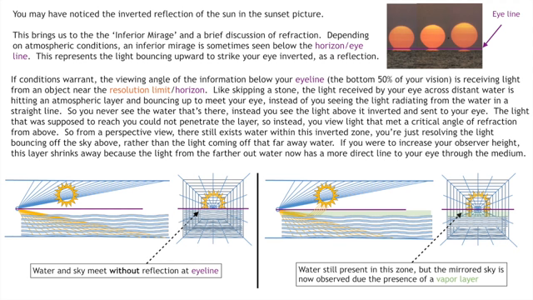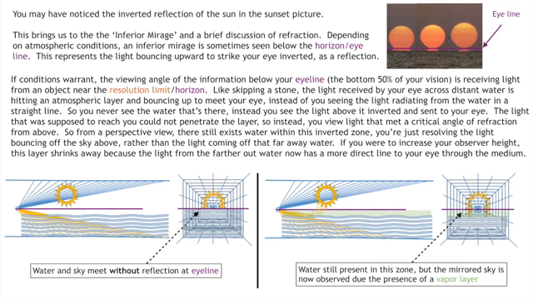You may have noticed the inverted reflection of the sun in the sunset picture we used earlier to describe how the sun would set into our lower horizon line. So this brings us to the inferior mirage and a brief discussion of refraction. So depending on atmospheric conditions, an inferior mirage is sometimes seen below the horizon or eye line. And this represents the light bouncing upward to strike your eye inverted as a reflection.